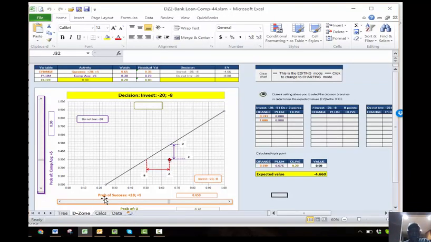Looking at the zone map, the do not invest zone is to the left of the demarcation line and the invest zone is to the right of the demarcation line. And these distances tell you how much latitude you have to make an error. In other words, till the probability of the success of the investment drops from 65% to 50%, you are safe in investing in this case.